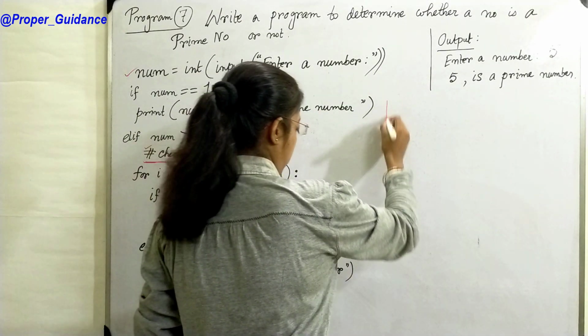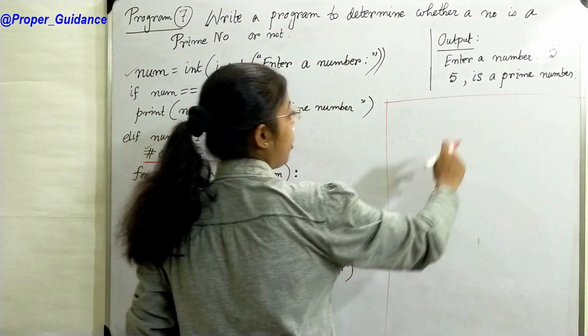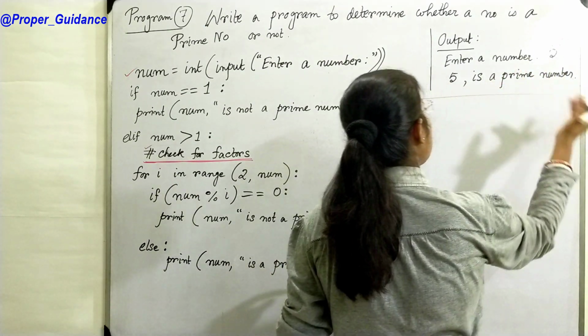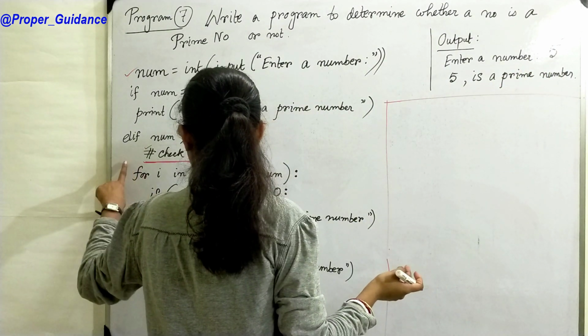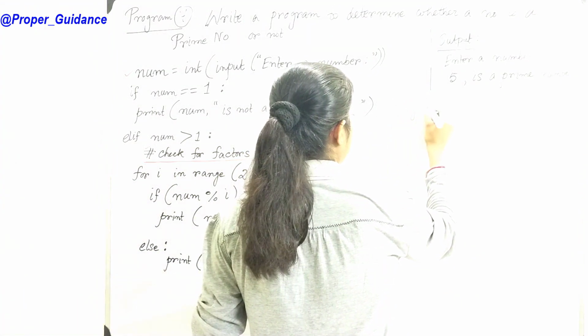Now here is the output section. I am taking here, enter a number 5. 5 is a prime number. Now see how the code works. That is in dry run section.